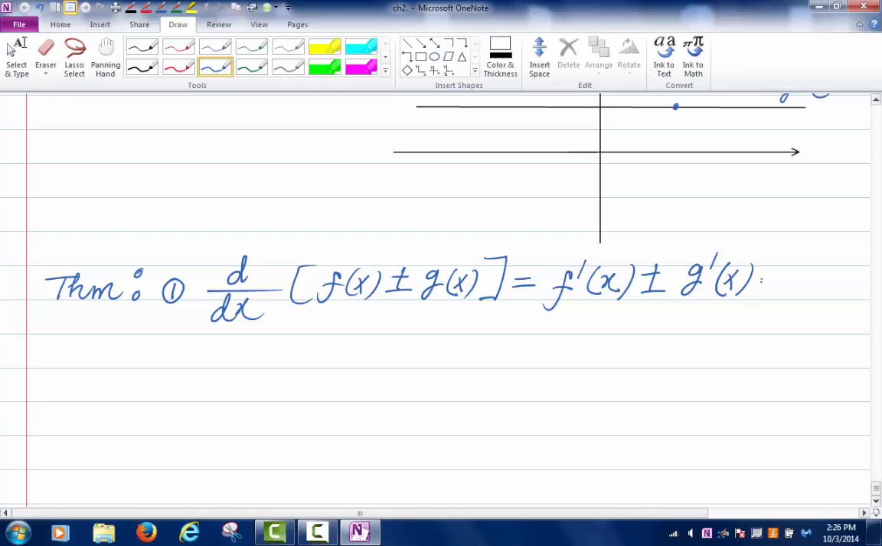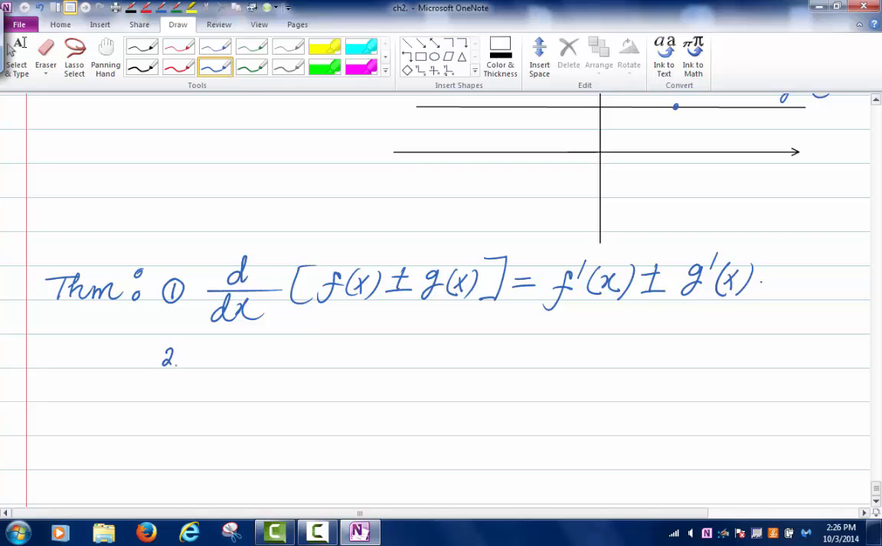Both the derivative of f and g exist at x. Then this formula works. So the way I should say it is that if the derivative of f and the derivative of g exist at x, then the derivative of the sum will exist at x as well, and this is how we can find it.